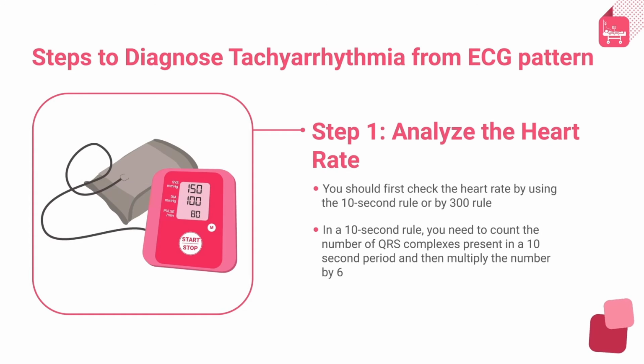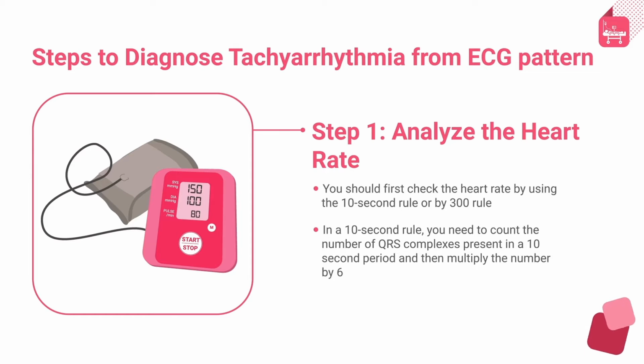Now, let us discuss the steps to diagnose tachyarrhythmia from ECG pattern in detail. Step 1. Analyze the heart rate. Tachyarrhythmias are associated with a heart rate greater than 100 bpm. Therefore, you should first check the heart rate by using the 10-second rule or the 300 rule.